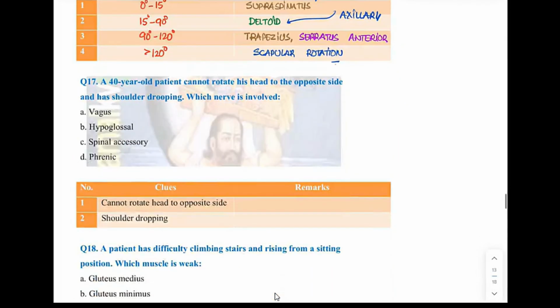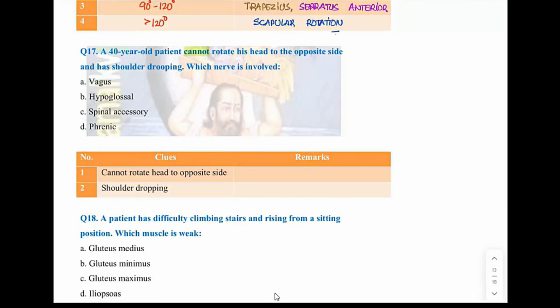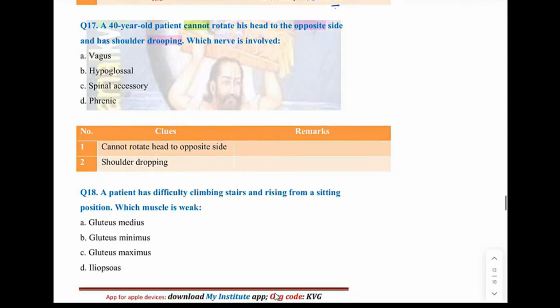The next question, a patient cannot rotate his head to the opposite side, and also there is shoulder drooping. Which nerve is involved? Now here, two important clues are given. Cannot rotate head to opposite side. It means some muscle is paralyzed. And as I said, a muscle will be paralyzed only if the nerve which is supplying that muscle get paralyzed. So firstly, you should know which muscle is responsible for this particular action. So rotation of head to the opposite side, this is possible because of sternocleidomastoid.